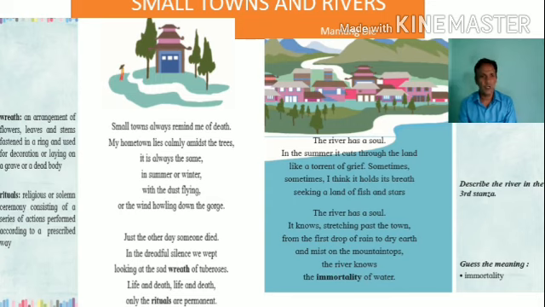Here the poetess wants to suggest to us that her hometown is surrounded by trees. It is there in the lap of nature.